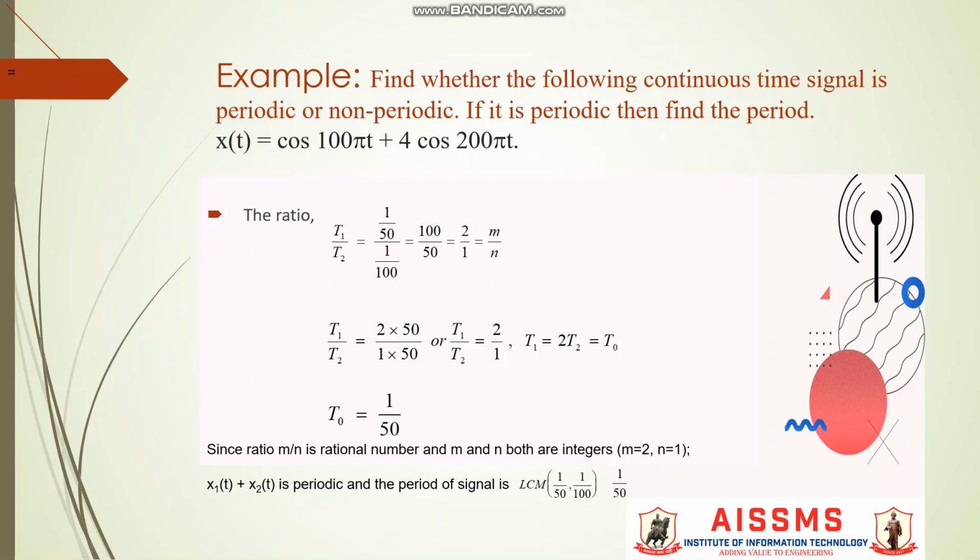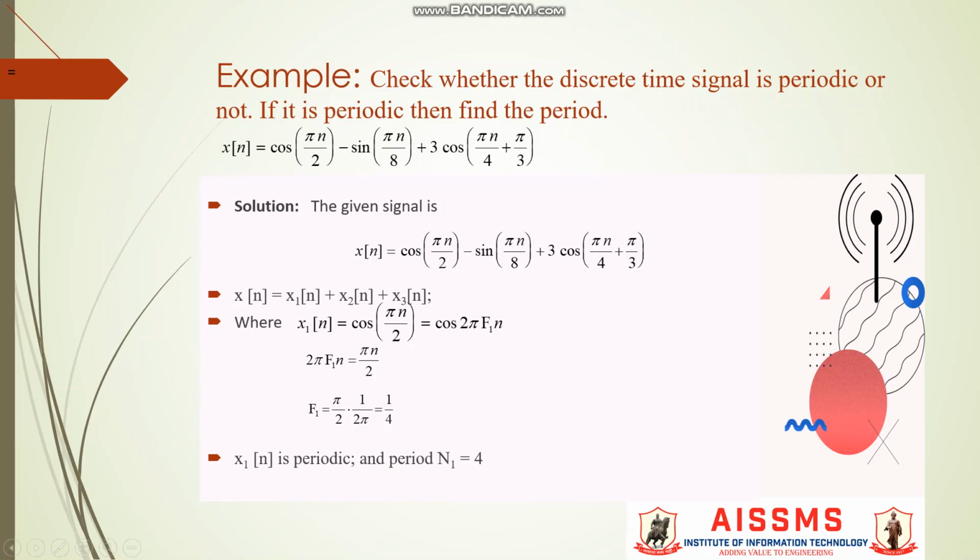Since the ratio is a rational number and both the numerator and the denominator are integers, we say that the signal is periodic. Now to find the period of our input signal x of t, we can cross multiply. So we get T1 is equal to 2 T2, which is our T0. So T0 is nothing but 1 by 50. The other way is to take the LCM of the periods of the two parts of the signal, that is LCM of T1 and T2, which is 1 by 50.